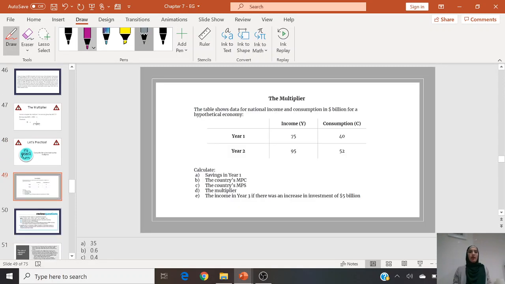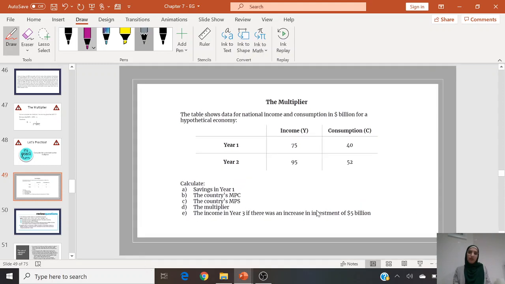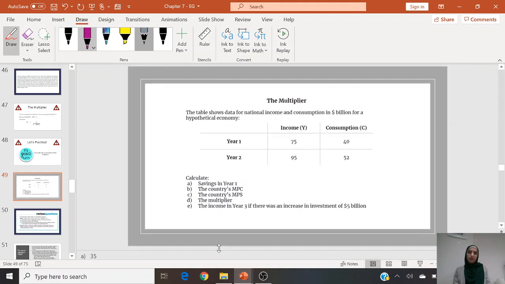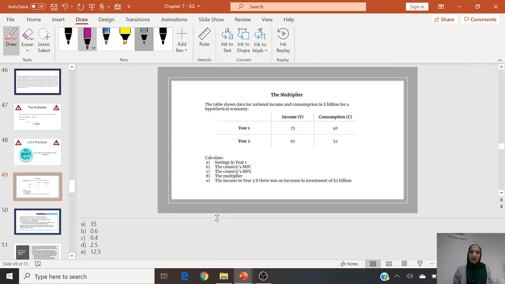Now let's practice this. I need you guys to pause the video now and just tell me the answers for all of this. Okay, now the answers. The table shows data for national income and consumption in billions for a hypothetical economy. Calculate the savings in year 1. In order to know how much you've saved, we already know that Y equals C plus S. So if C is 40, then what is 40 minus 75? That's 35, and that's the answer.